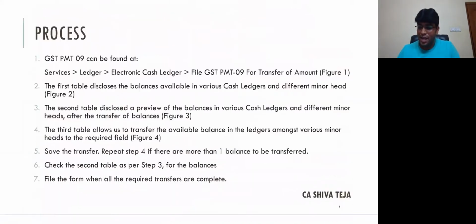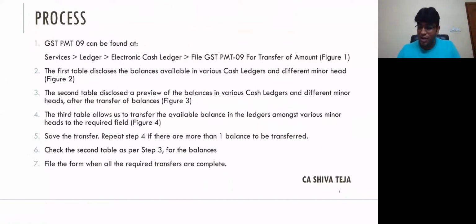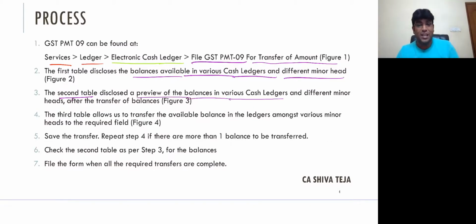Next, GST PMT 09. Where do you find this? Go to services. Under that, go to ledgers column, and under that, make sure that you go to electronic cash ledger. Quite obvious. And what you have to do now, there, file GST PMT 09 for transfer of amount. And the first table discloses the balance available in cash ledger and the different minor heads. And the second table discloses a preview of the balances in various cash ledger and different minor head after the transfer of balances. I've given a screenshot of all the situations you can see in the next slide.